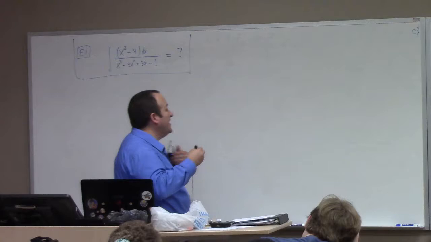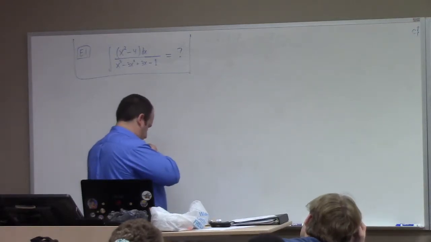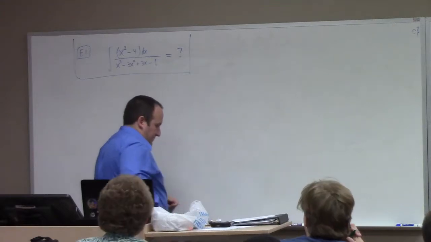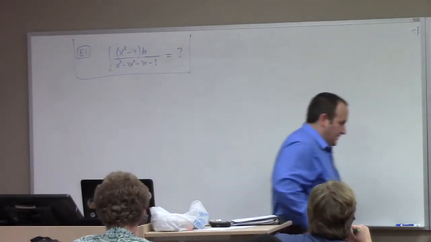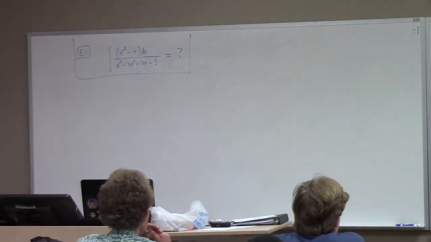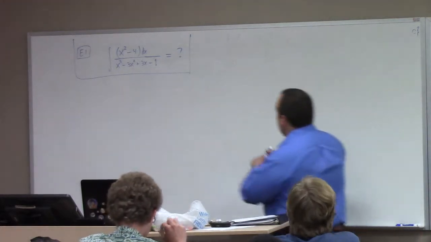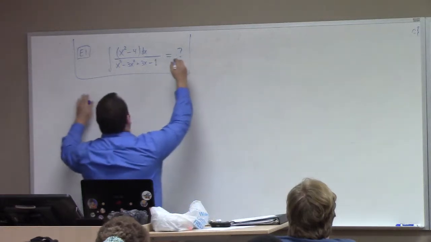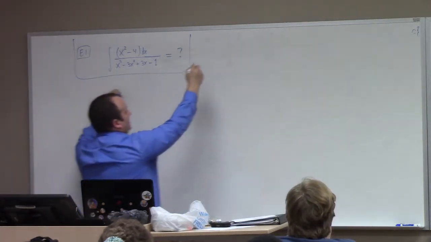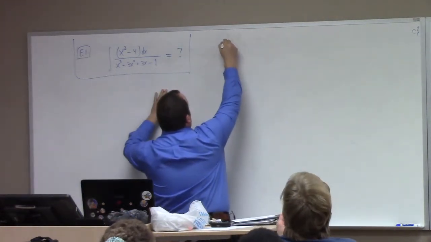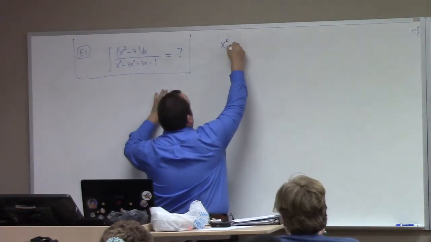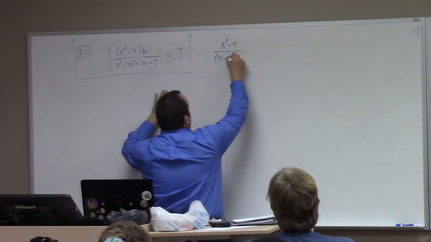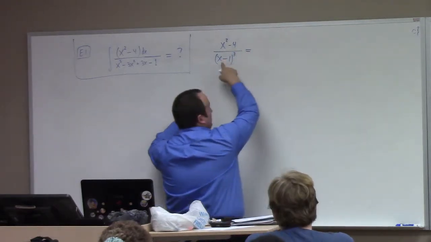All right. So the question is, did you know how to start the right way? Because if you don't know how to start the right way, you're up a creek here. So what should we say? We should say x squared minus 4 divided by x minus 1 cubed, right? What's the right partial fractions for this?